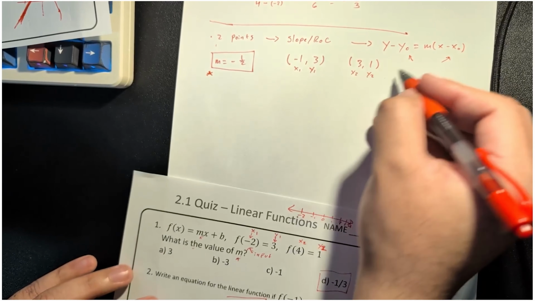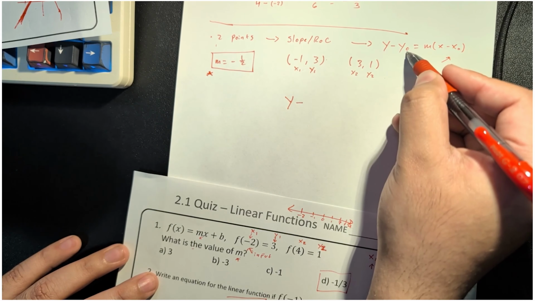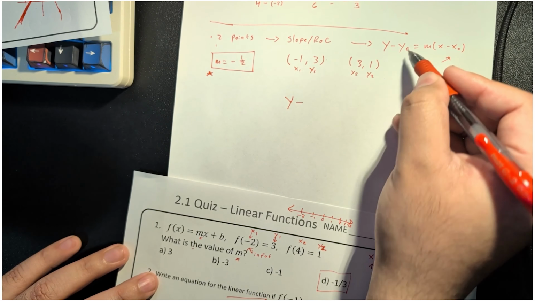So I'm going to use y minus y naught, and when I say y naught, it could be y1 or y2. I just need to stay consistent. If I use y1, I need to use x1 when I plug in x naught. If I use y2, I need to use x2 when I plug in over here. So since I'm using this one, y1, and my slope was -1/2, x minus x naught, which is -1. Okay, and now we just want to get it into slope form, or into a linear function.